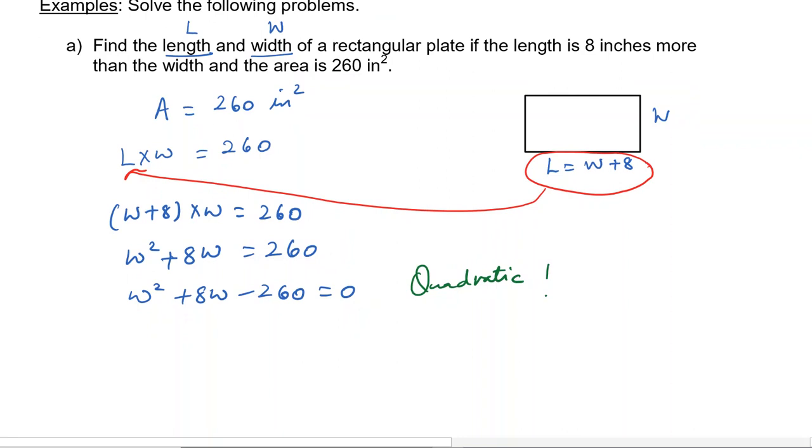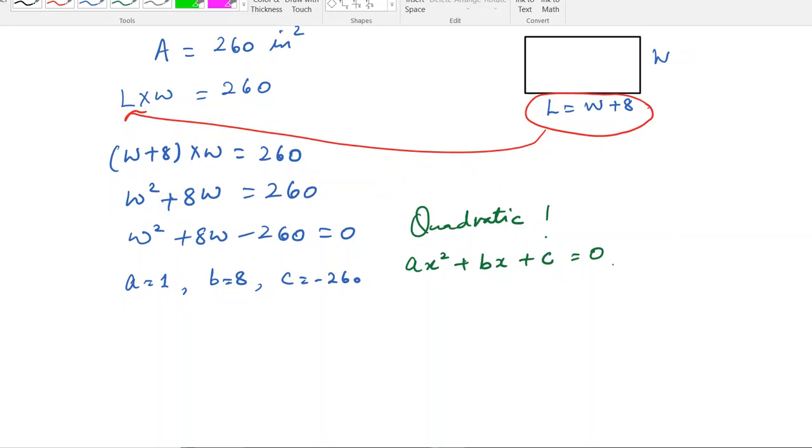And we know that in order to solve this quadratic, we need to compare it with the standard form ax square plus bx plus c equals 0. So in this case, instead of x, we have W as our variable, but that's okay. When we do the comparison, the coefficient of square term is 1, the coefficient of linear term is 8 and the constant is negative 260. And we can use the quadratic formula.